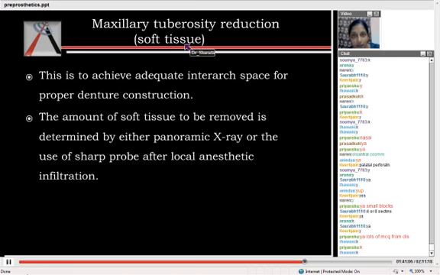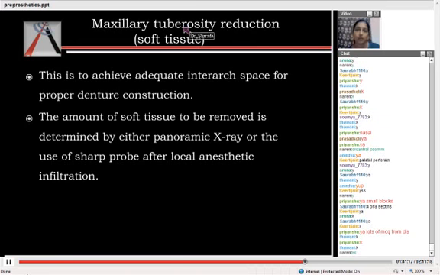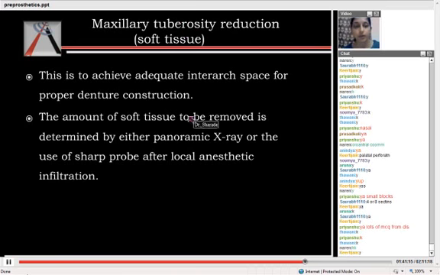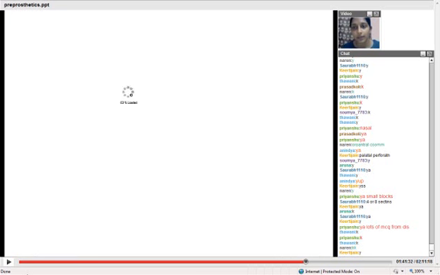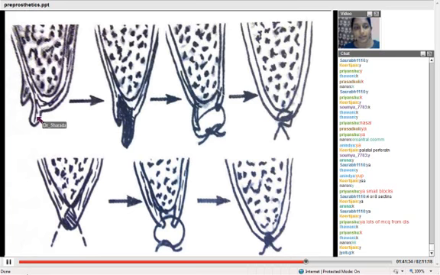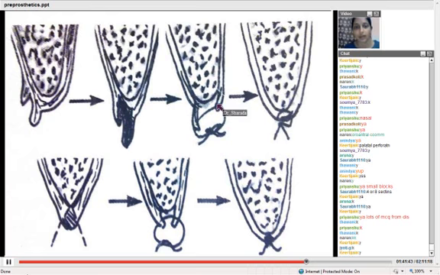Now, soft tissue reduction for tuberosity. We saw the hard tissue reduction: reflect the flap, use your bone rongeur, use your burr and remove it. For soft tissue, you determine how much you're going to remove by either a panoramic X-ray or use of a sharp probe after your local anesthetic infiltration. See how much of it is necessary and how much should be removed. Once you determine that, see this, can you see this? This is excess soft tissue. So you just remove it. They have removed it and sutured it. Got it?